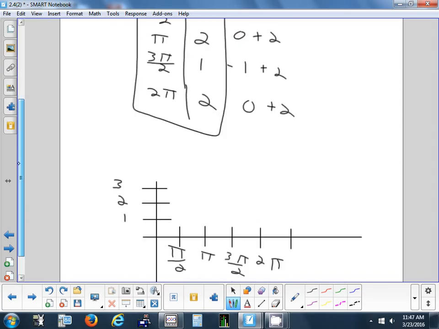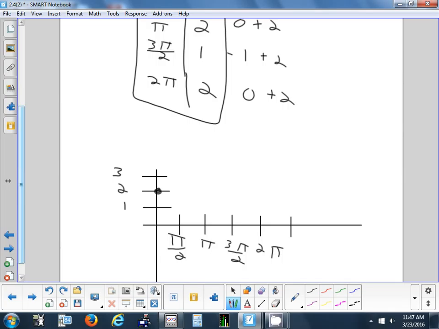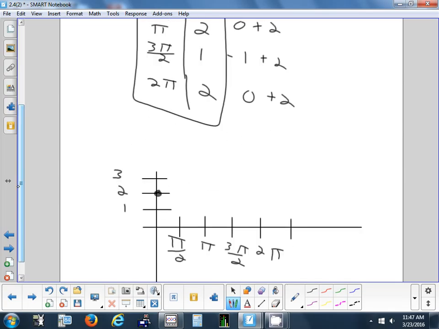All right, so we've got 0, 2. We've got pi over 2, 3. Back to 2. Down to 1. Back to 2. And there's our graph.